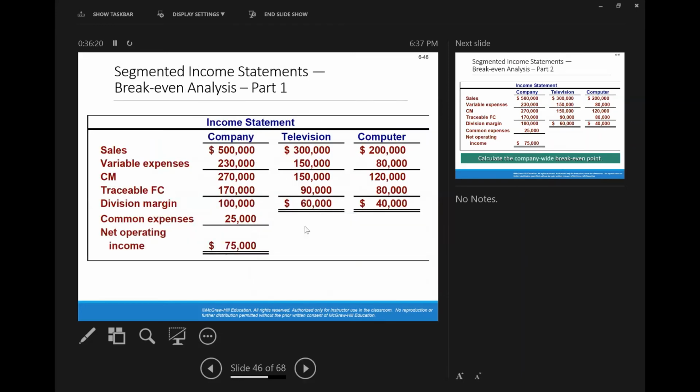So we're here. Okay, so we have our 60 in income and television. Common expenses are 25, so net operating income is 75,000. So on the homework, you'll have somewhere you have different divisions. You'll have to put those numbers in there. Fill in your common expense to get your net operating income.